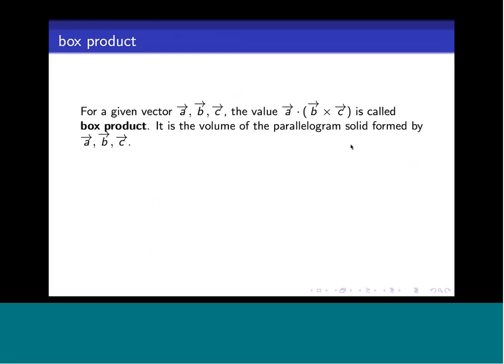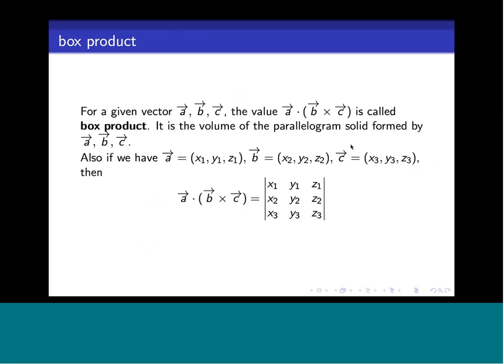So the box product is something you don't have to know. It's nice to know, but the dot product and the cross product are something you have to know. So it's the volume of the parallelepiped formed by A, B, C.